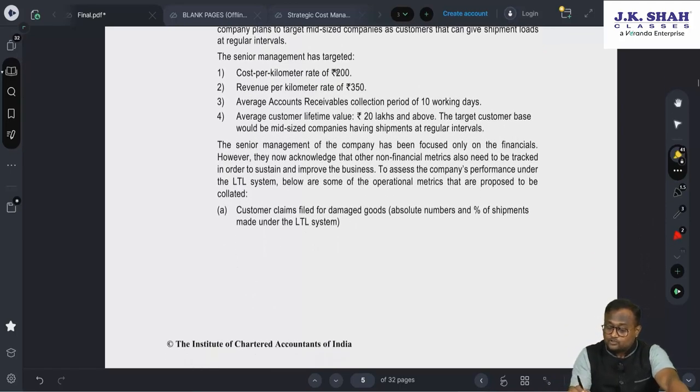Cost per kilometer is 200. Revenue per kilometer is 150. 10 days receivable collection period. Average customer lifetime value is 20 lakhs and above. Target customer base would be mid-sized companies having shipments at regular intervals.